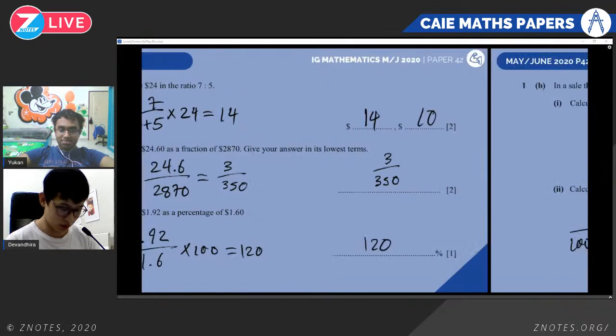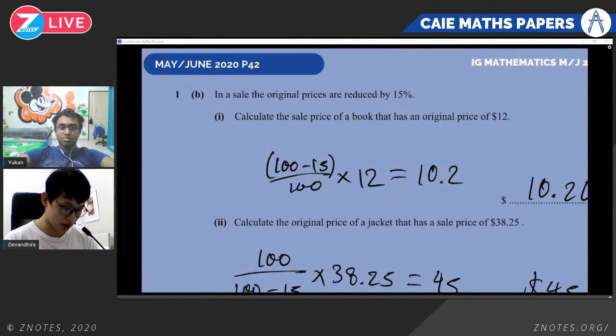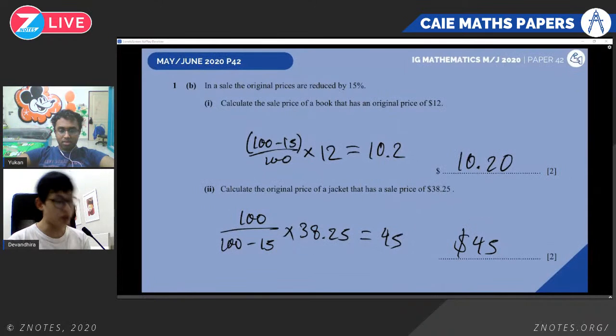Okay, let's move on. 1B. In a sale, the original prices are reduced by 15%. That means there's a 15% discount. Calculate the sale price of a book that has an original price of $12. We have to count its discounted price, right? If it's reduced by 15%, it's basically saying it's 85% of that value of $12 in this case.